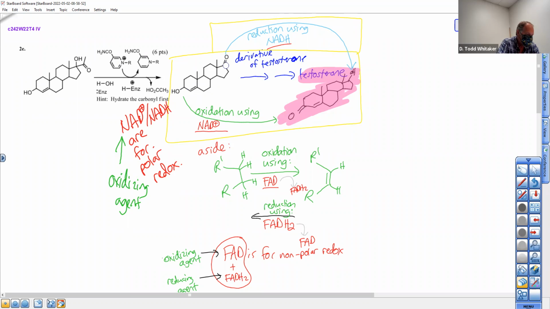This carbon has no bonds to H. When it's done, it has a new bond to H. Where did it come from? This new H came from NADH. It's reduction. You replaced a bond to a more electronegative oxygen, where the electrons are closer to oxygen, with a bond to a less electronegative H. The electrons moved closer to carbon. Moving electrons closer is reduction. This is a reduction using NADH. NADH is a reducing agent.